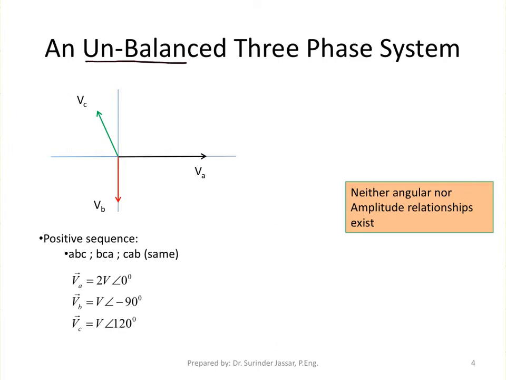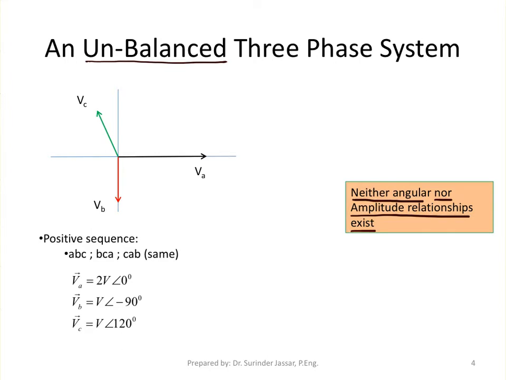Although we understand what the causes of the unbalanced state are, and we saw that the cause of the unbalanced state is the fault, let's try to understand what happens when a system is unbalanced. So neither the angular nor the amplitude relationships exist. And if either one of them is not there, it is an unbalanced system.